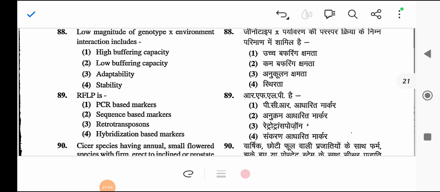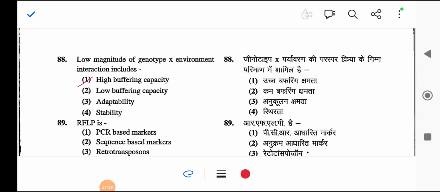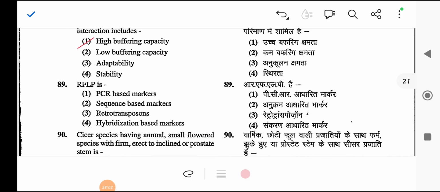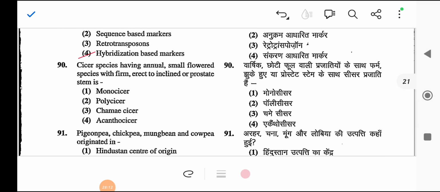Next is low magnitude of genotype into environment interaction includes. So low magnitude of genotype environment interaction includes what? It includes high buffering capacity. Next is RFLP. RFLP is what? It is hybridization based marker. Okay, codominant hybridization based. Next is Cicer species, annual small flowered species with firm erect to inclined or prostrate.